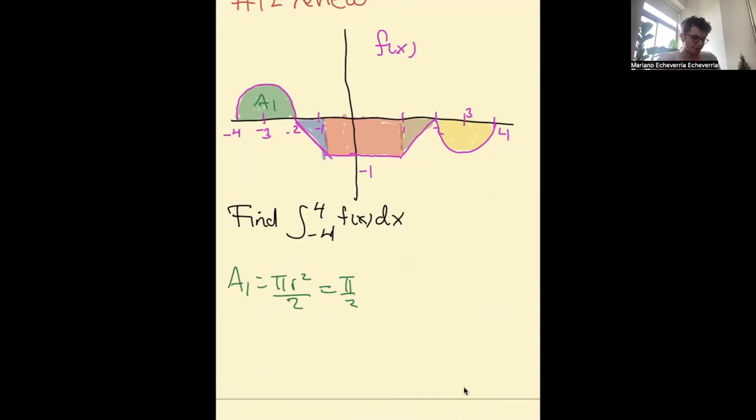You can kind of cheat a little bit, and that should be the same answer for area 5, because area 5 is found in the same way. So you get also pi over 2 as well. Is that okay?